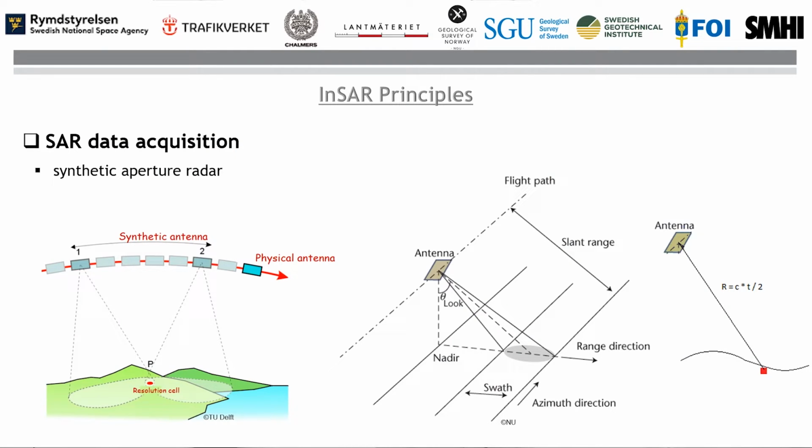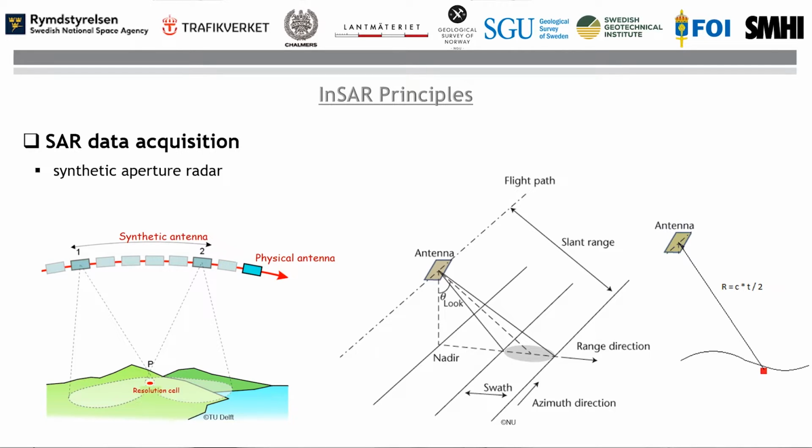InSAR principle: if we have a spaceborne satellite to monitor the ground surface, the antenna of the satellite sends signals to the Earth. As we know the speed of light and the travel time of the signals, we can calculate the range between the object on the ground and the satellite. Here we can see the InSAR geometry. These systems work side-looking, mostly in our application right-looking, and we can see some features of the imaging technique.